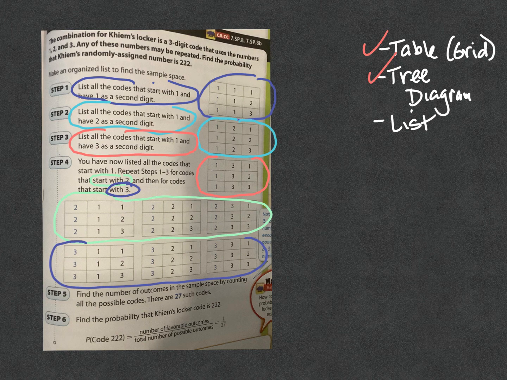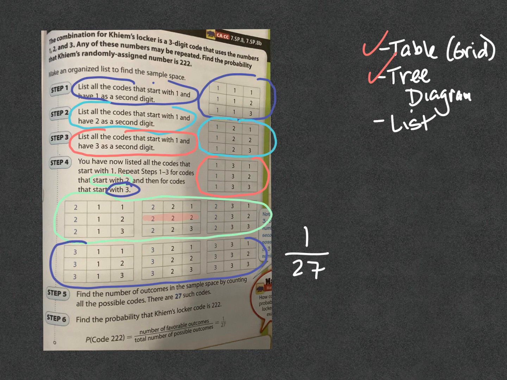So that's going to be my possible outcomes. Out of those 27, how many chances are there that the combination is 2, 2, 2? Well, there's only this one right here. That's it. 2, 2, 2. That's the only one. So there's a 1 in 27 chance that his combination code will be 2, 2, 2.